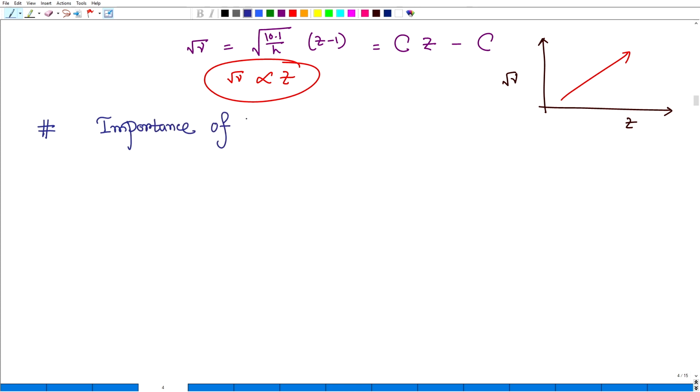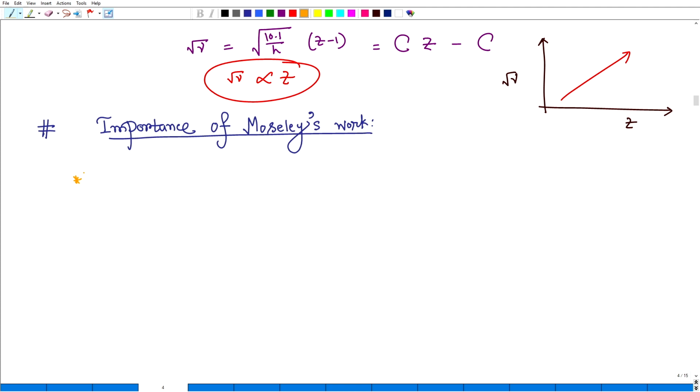Importance of Moseley's work. Why is this so important, right? So first point, what is the first point?